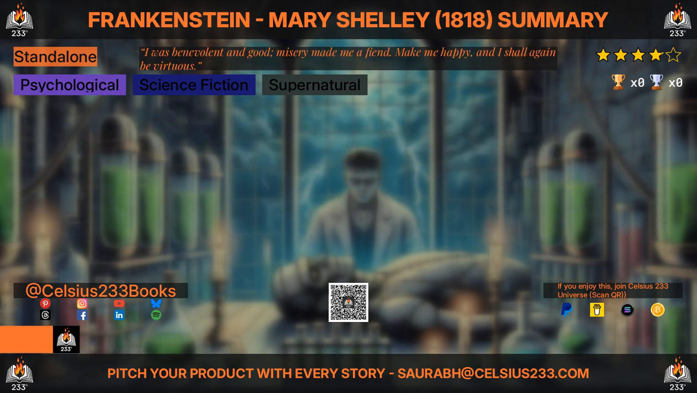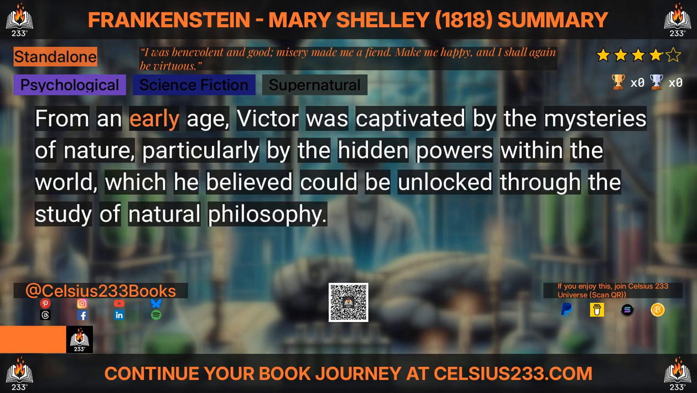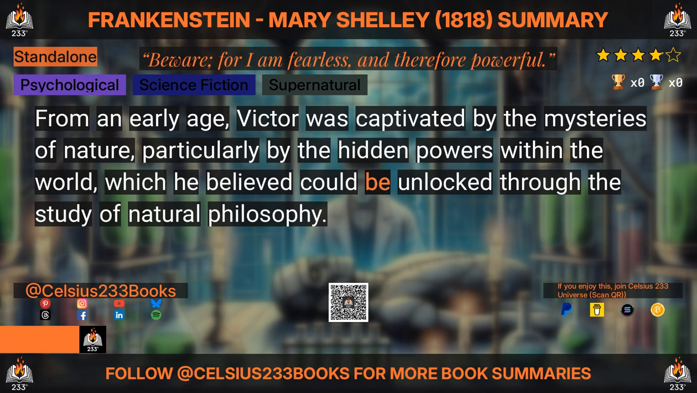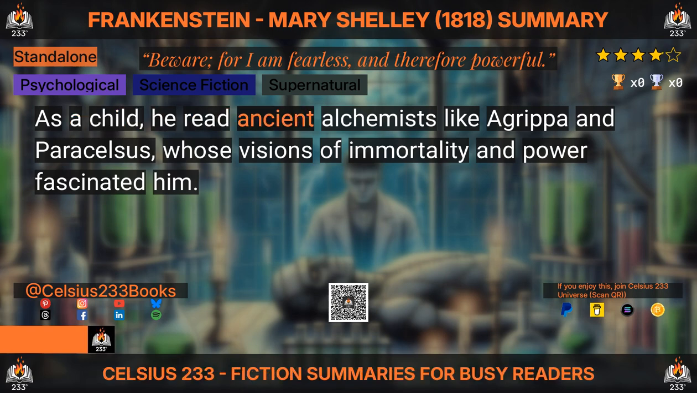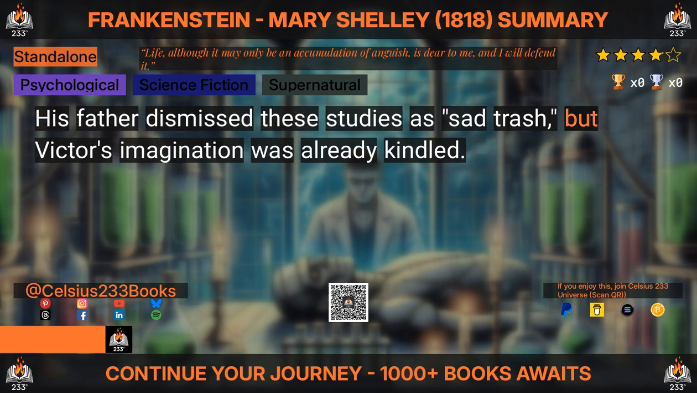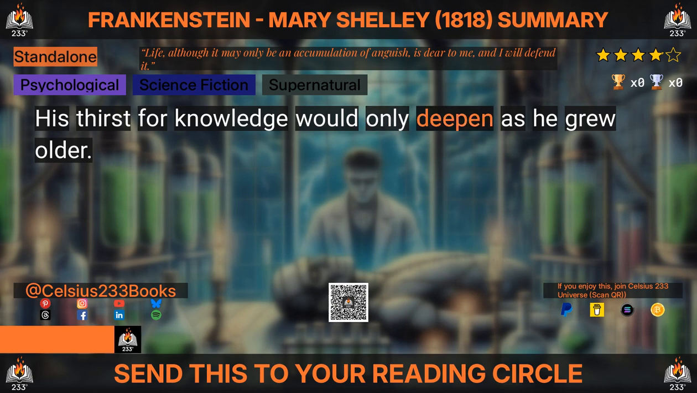Plot summary: a young and ambitious scientist named Victor Frankenstein grew up in the idyllic surroundings of Geneva. From an early age, Victor was captivated by the mysteries of nature, particularly by the hidden powers within the world, which he believed could be unlocked through the study of natural philosophy. As a child, he read ancient alchemists like Agrippa and Paracelsus, whose visions of immortality and power fascinated him. His father dismissed these studies as sad trash, but Victor's imagination was already kindled. His thirst for knowledge would only deepen as he grew older.